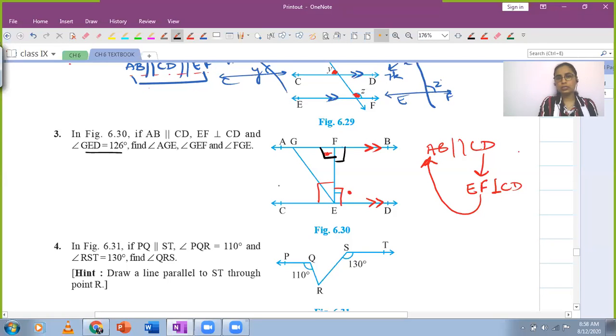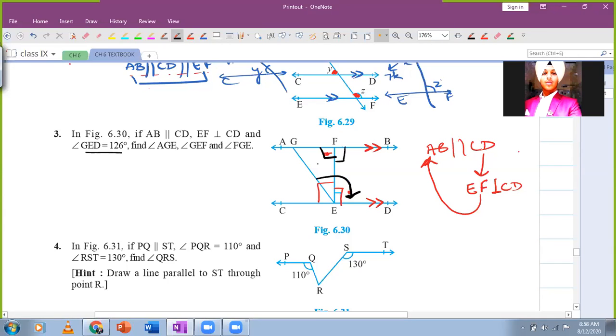Along with that, angle GED is 126 degrees. So this angle over here.